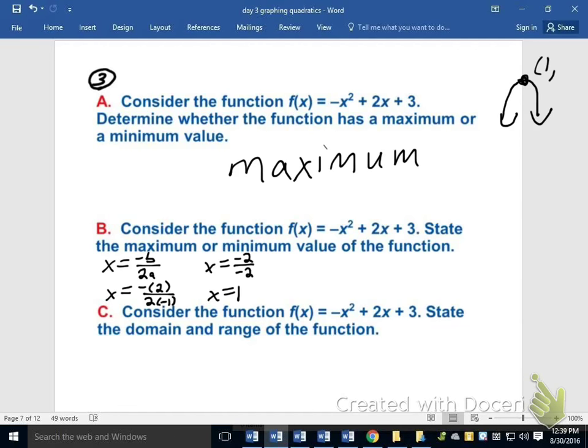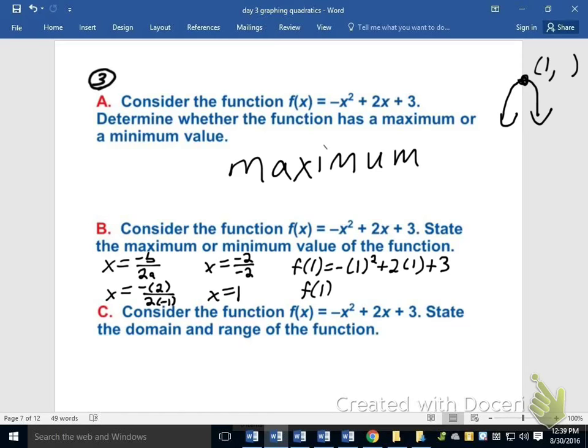So 1 comma what? Because this y value at the vertex, that is your maximum value. It's always your y value that is your maximum value. So let's go ahead and plug that in.